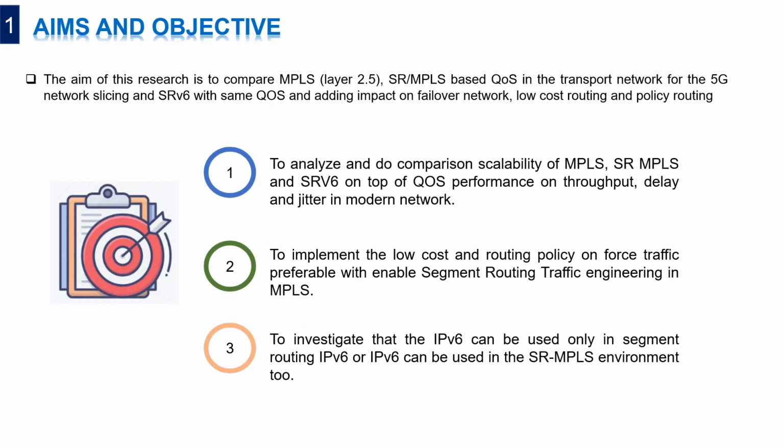So the objective for this paper is to analyze and compare the scalability of MPLS, SR-MPLS, and SRv6 on top of QoS performance on throughput, delay, and jitter in modern network; to implement the low cost and routing on forced traffic, preferably with segment routing traffic engineering enabled in MPLS; and to investigate whether IPv6 can be used only in segment routing IPv6, or can be used in the SR-MPLS environment.